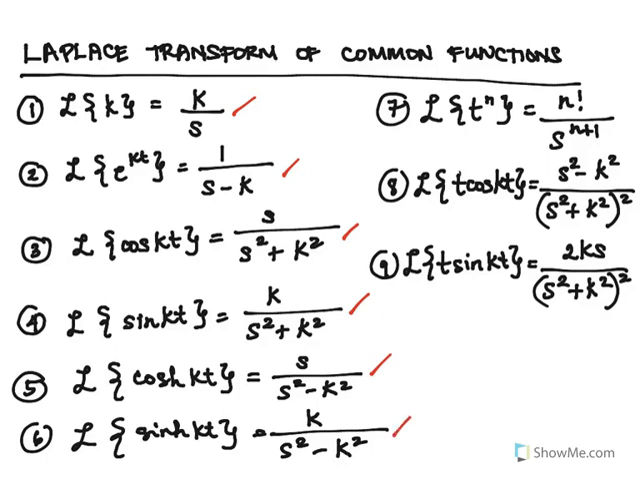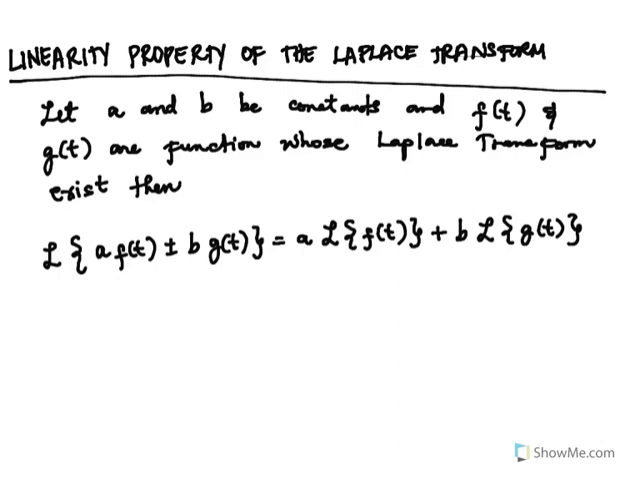Laplace transform of t to the n is n factorial over s to the n plus 1, where n is a positive integer. Laplace transform of t cosine kt is s squared minus k squared all over s squared plus k squared quantity squared. And Laplace transform of t sine kt is 2ks all over s squared plus k squared quantity squared. So you have to memorize these formulas, and then we will just apply them to our function wherever applicable. Instead of doing the integral, we will just apply these common formulas.